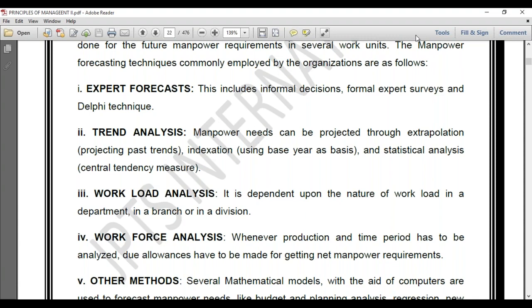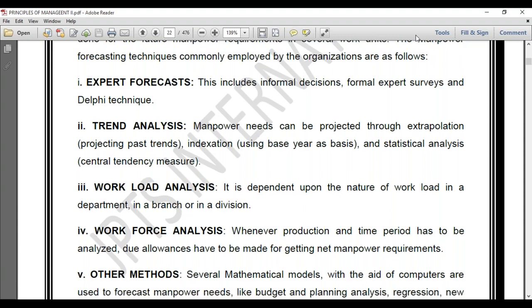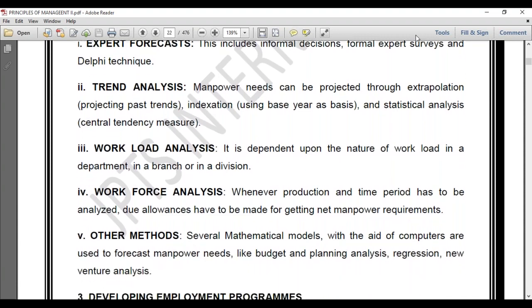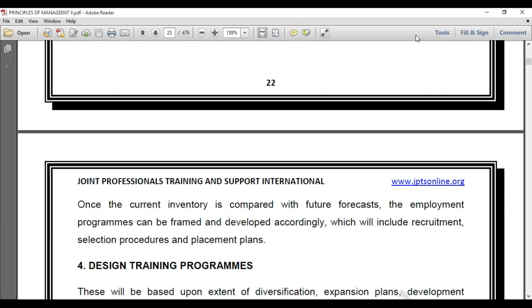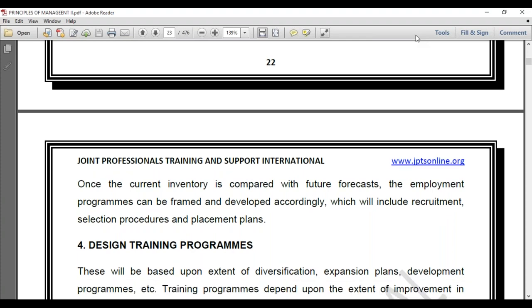So still under expert forecast, we have trend analysis, workload analysis, workforce analysis. Under workforce, we talk of the number of people you will require to do the job at any particular given time. So we also look at developing employment programs. Like I told you earlier on, in the next 5 years to come, things will change. How do we intend to change all these programs? How do you change the programs that are obsolete and bring in the trending programs? Or if you don't do it, you will be out of business.